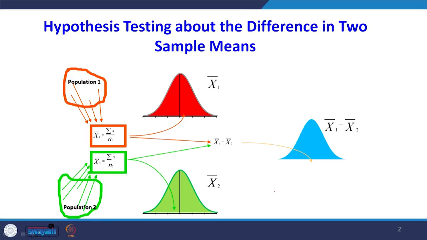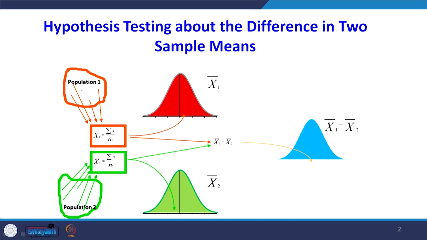Welcome students. Today we are entering another topic, that is hypothesis testing for two sample test. First I will explain the theory behind this two sample test. When you look at this picture, there are two populations, population 1 and population 2.